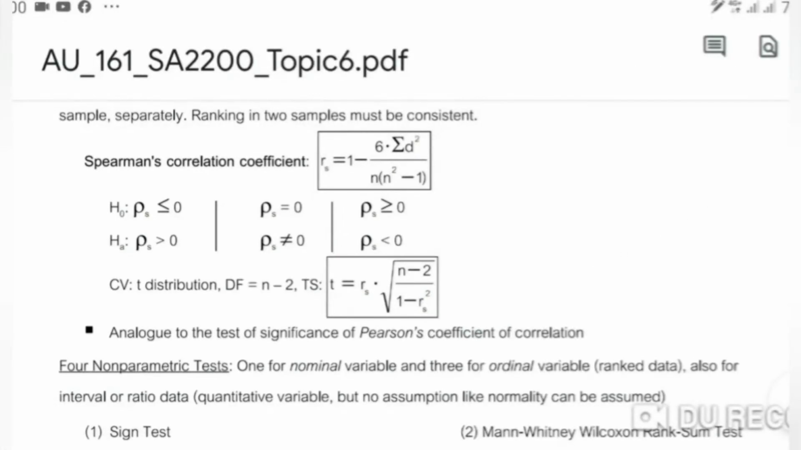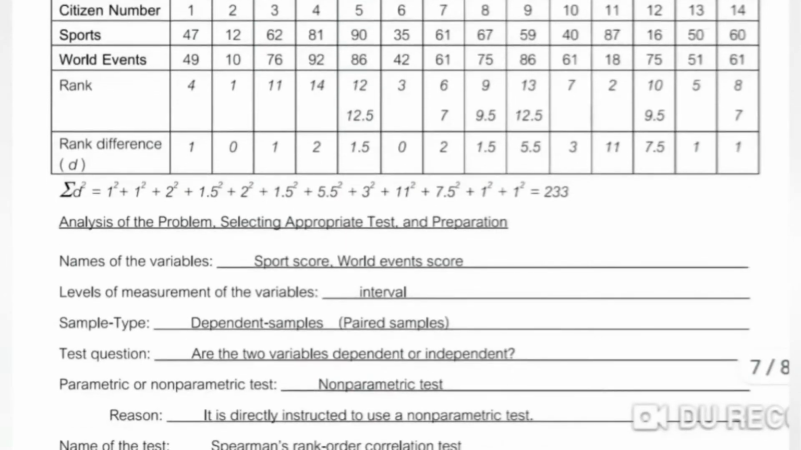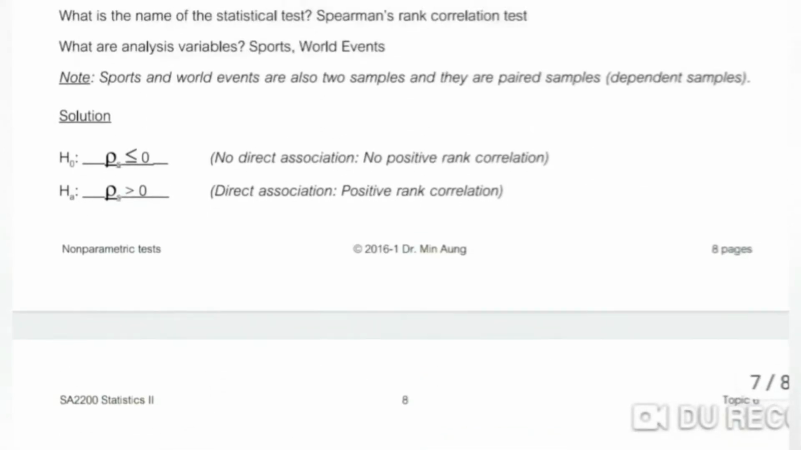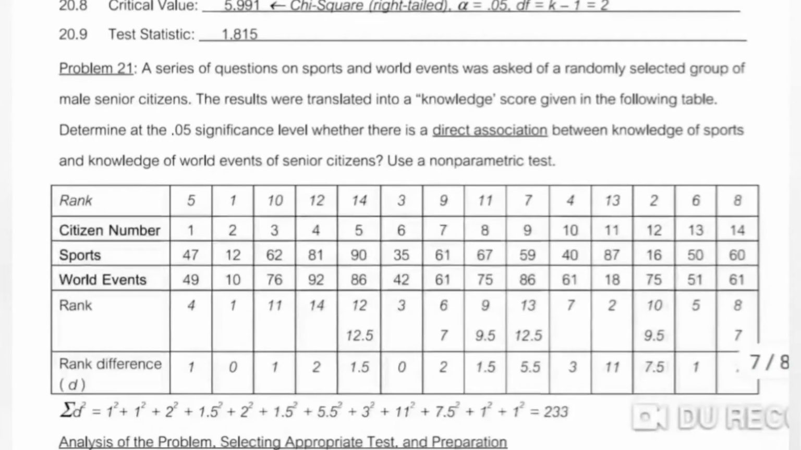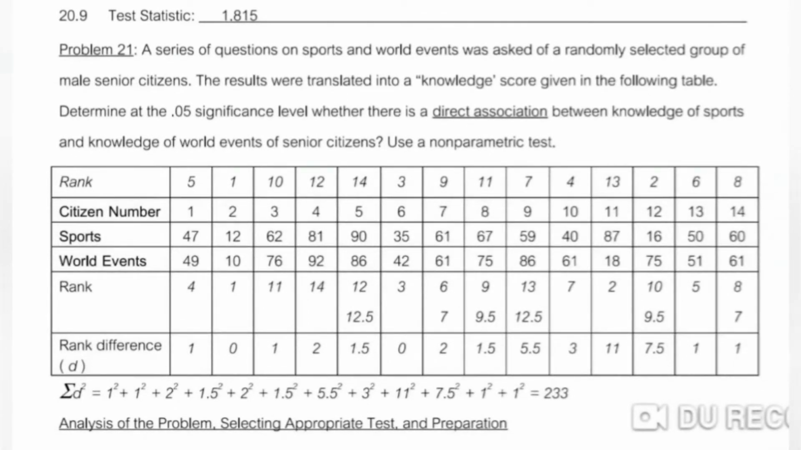Now let's go to example. So this is on page number 7, problem 21. Let's read. A series of questions on sports and world events was asked of a randomly selected group of male senior citizens. Senior citizens are old people, retired people.